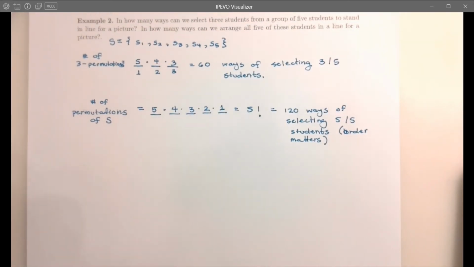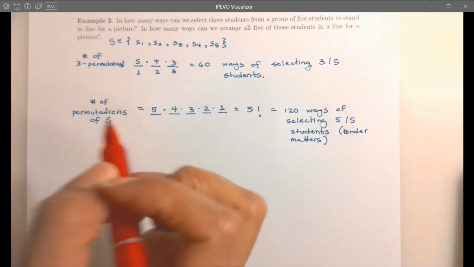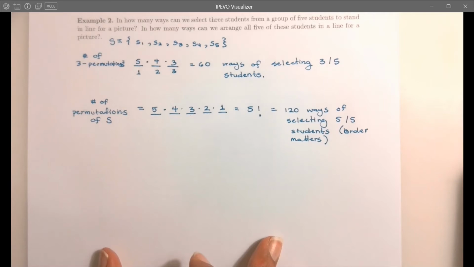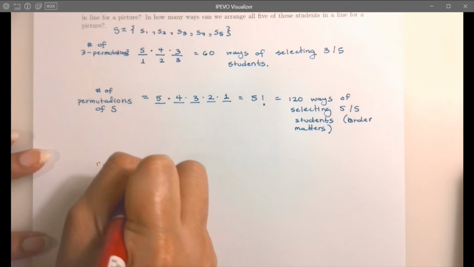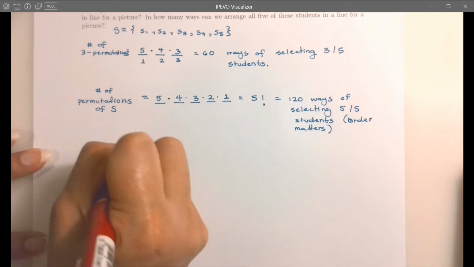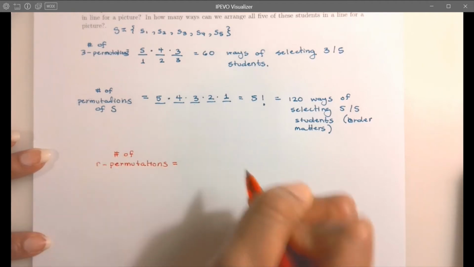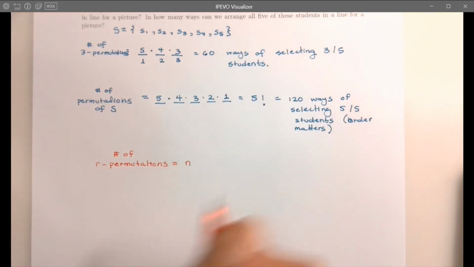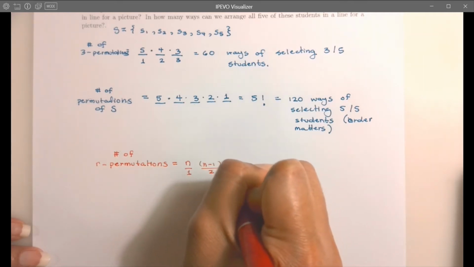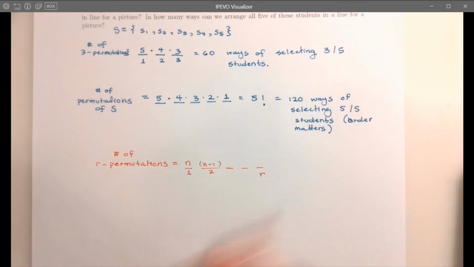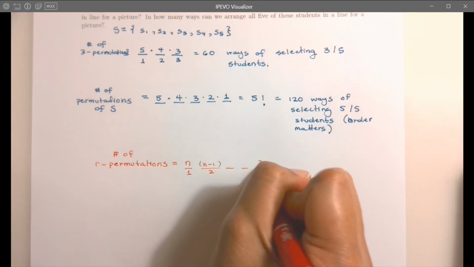Okay. So one thing that I'd like for us to just observe is in the case here of the 3 permutations out of 5 students, if we were to generalize that idea of just finding maybe like the number of R permutations, well, that would be n options for the first place in line, and then for the next one we would have n minus 1, and if we're picking r of them, then we want to find out what would this integer be.